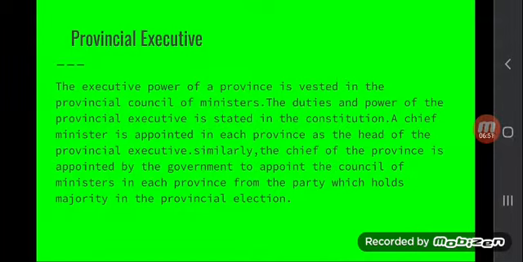The executive power of the province is based in the provincial council of ministers, the provincial government nowadays. There are 7 provinces in our country. The duties and power of the provincial executive are mentioned in the constitution. A chief minister is appointed in each province at the head of the provincial executive. Similarly, the chief of the province appoints the council of ministers in each province from the party which holds majority in the provincial election.